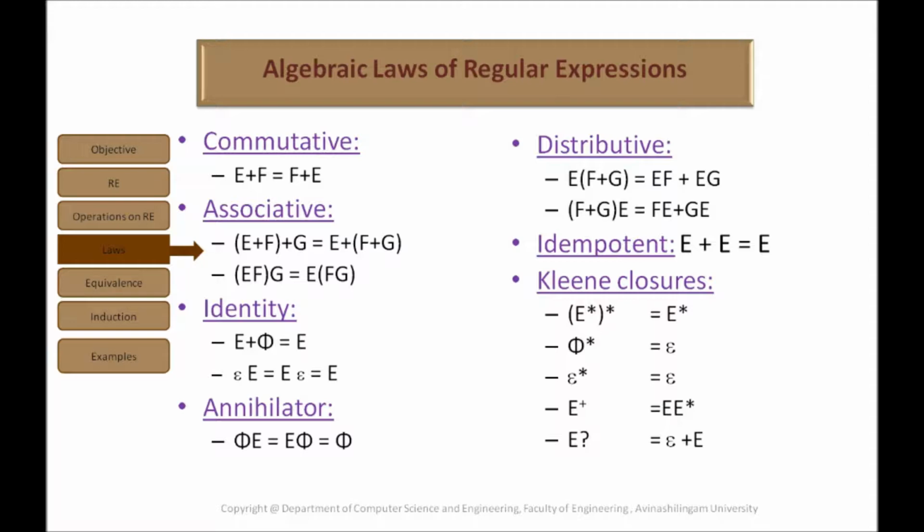Next one is Kleene closures. E power star is equal to E star. Phi power star is equal to epsilon. Epsilon power star is equal to epsilon. E power plus is equal to E into E power star. Using these laws, the regular expressions can be simplified.